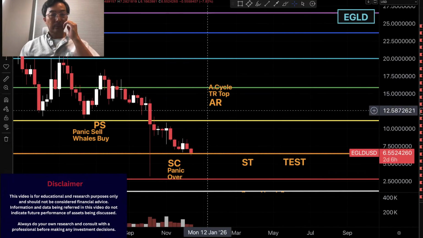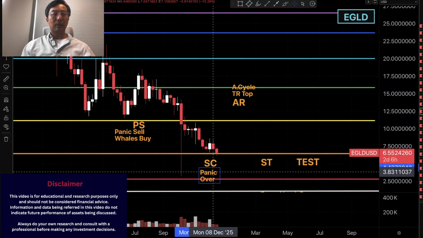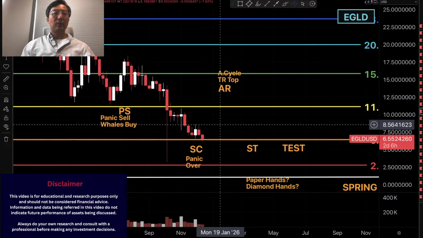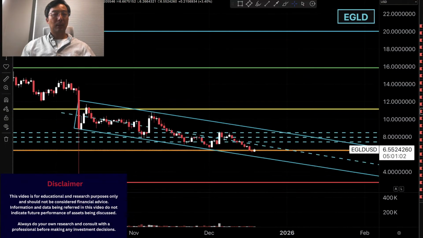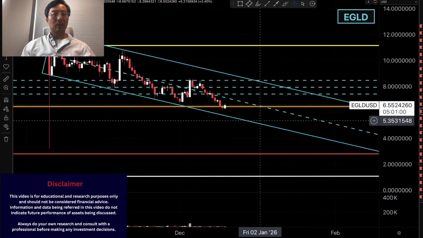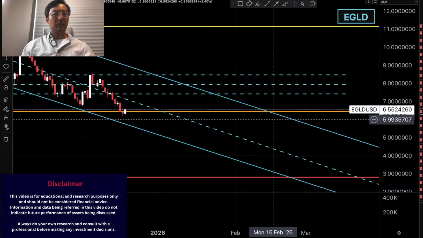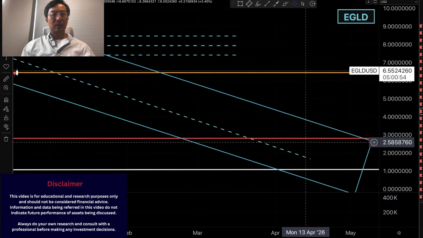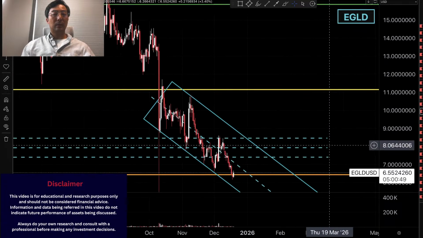EGLD. So this one, again, somewhere around the selling climax, pending confirmation, next automatic rally, daily time frame. Still a long downtrend on the weaker side. Breakout timing, mid-Feb and early May. So pretty far down the timeline.